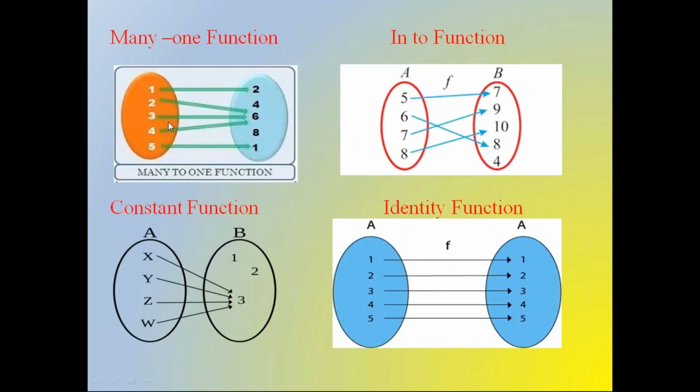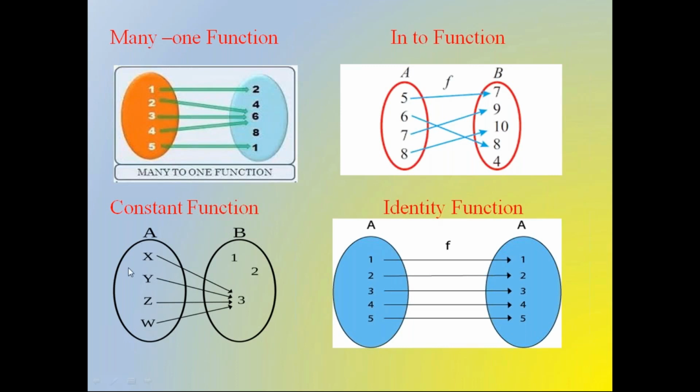Many-to-one: already I told you in the previous example, if more than one element of the set A is related to one element in the set B, then we can call it a many-to-one function. Into function means some of the elements in the set B are not related to any element in the set A. It is called an into function.